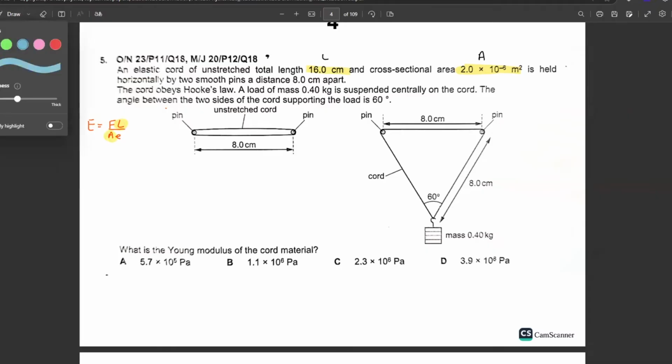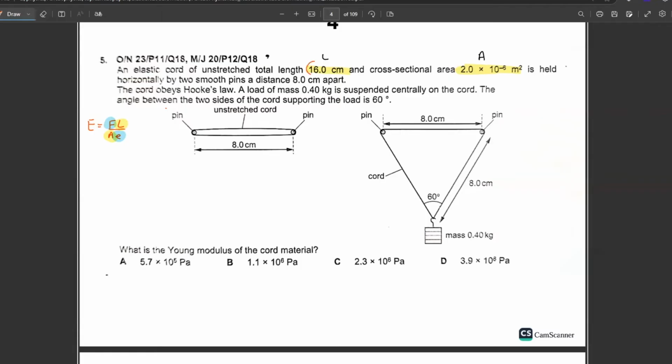You have to somehow deduce force and extension. Extension is pretty easy to deduce. Initial length was 16. What is your total length now? 8, 8. And this will also be 8. Why? Because this is an equilateral triangle. If you are good at maths, analyze: 60 degrees corresponds to 8 centimeters. This 8 centimeter side will have a corresponding angle of 60 degrees.